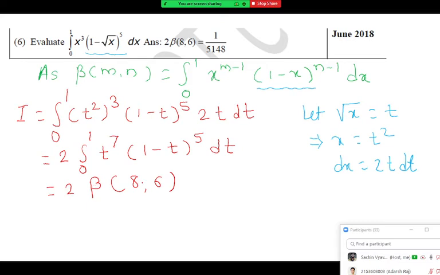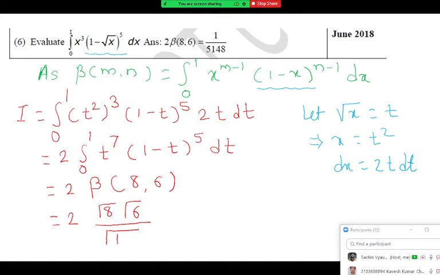Remember, the beta value we cannot get directly. We have to convert beta to gamma, and then we can evaluate that beta function. So we have a relation between beta and gamma. Anyone knows that relation? What is beta m, n in terms of gamma? Gamma m into gamma n upon gamma of m plus n. Yes, correct, Kavesh. Now what is m plus n in this case?